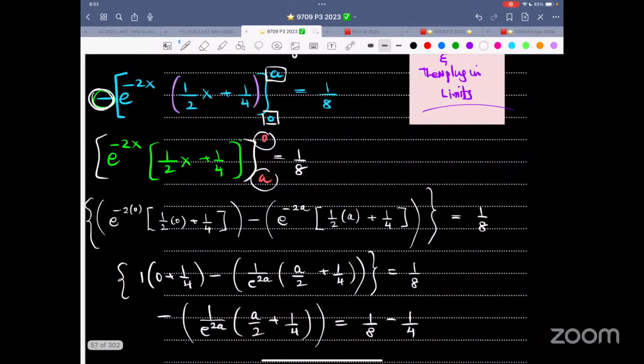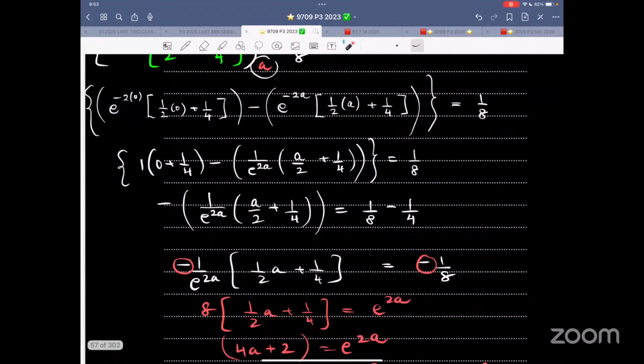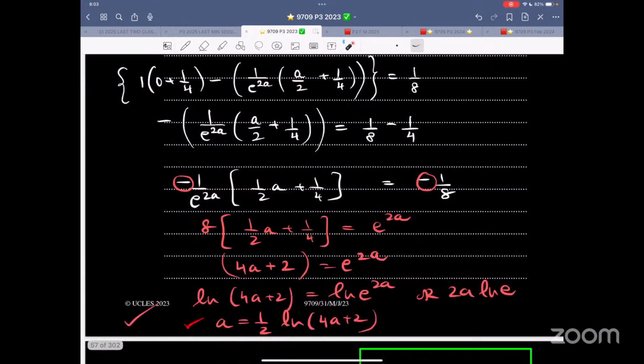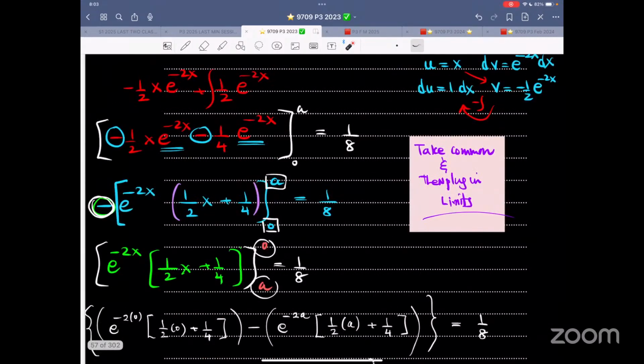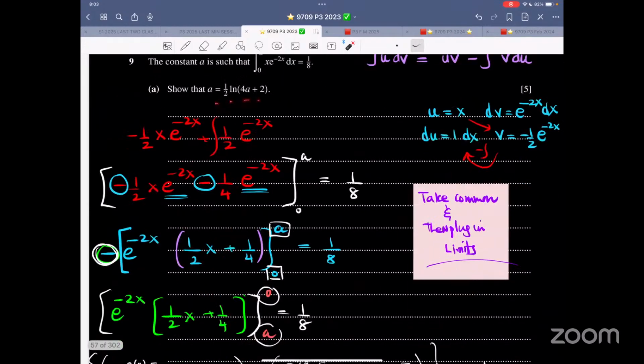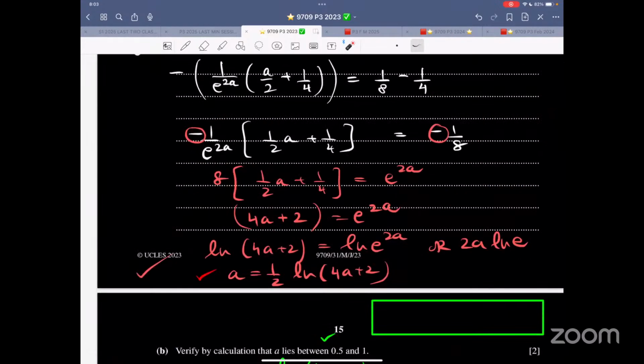And then I plugged in, that is e raised to the power of 0, 1/4, e raised to the power of -2a, half of a plus 1/4 equals this. Now over here, this 1/4 is taken to the other side, that is -1 over 8. This negative cancels out. And then what do I need? I need it in the format a equals half ln of 4a plus 2. That means I need to get rid of this e. So first of all, I took 8 on this side, I took e on this side, and then I took ln of both sides. And then I made this the subject. So that is the working for this particular question.